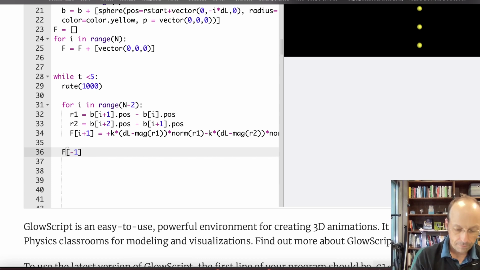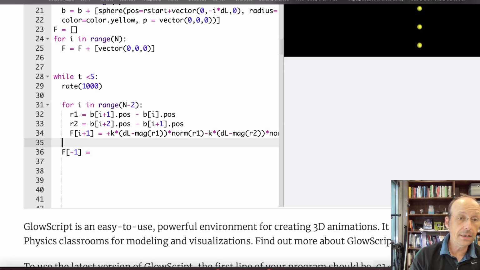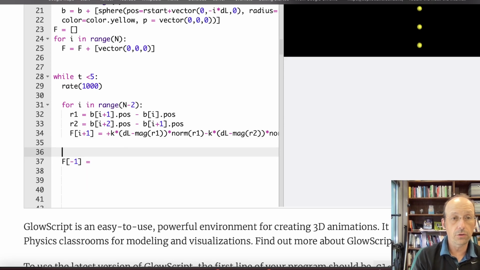Equals, now in this case, I only have that top vector. So I need to calculate this R1 and R2. Again, actually I don't, I just need to calculate R1. So R last is equal to, I don't know why I made that separate. It's going to be the bottom mass, which is going to be B[-1].pos minus the one before it, which is B[-2].pos.